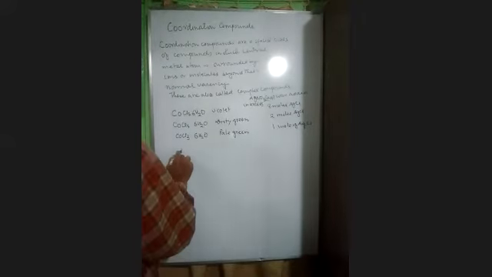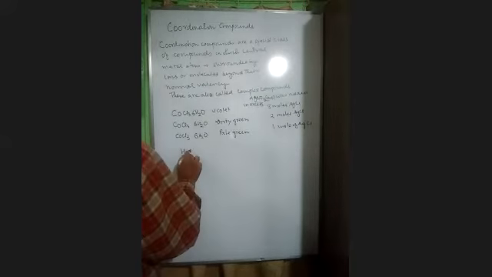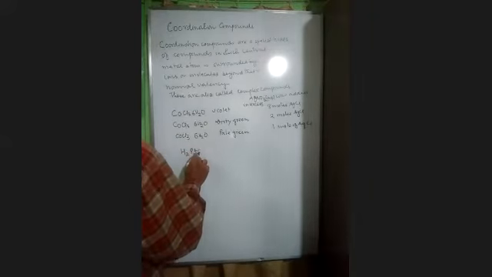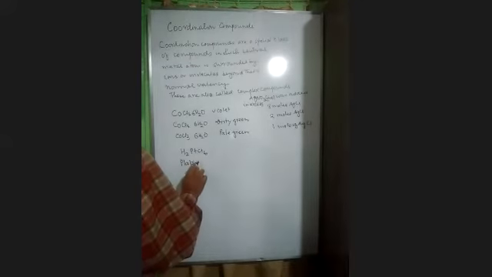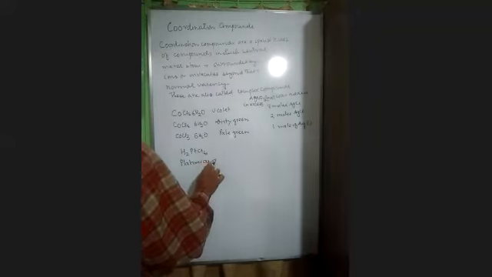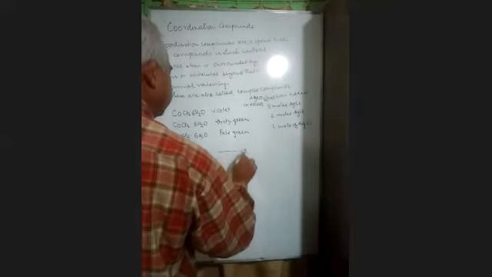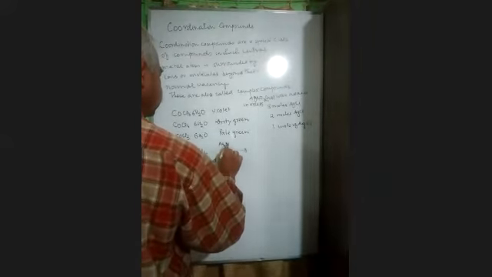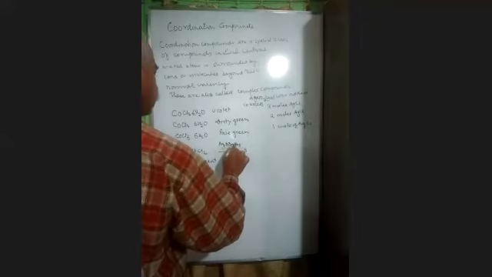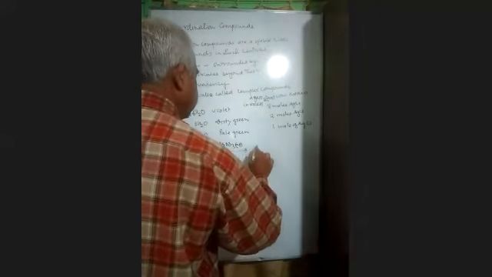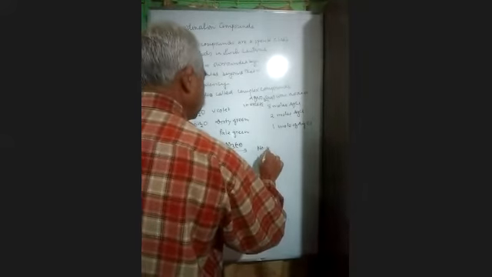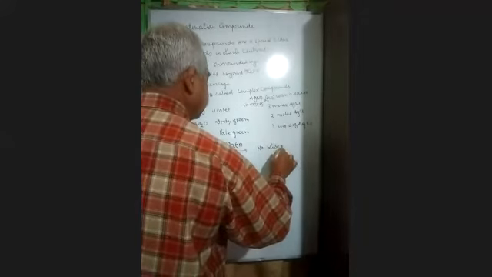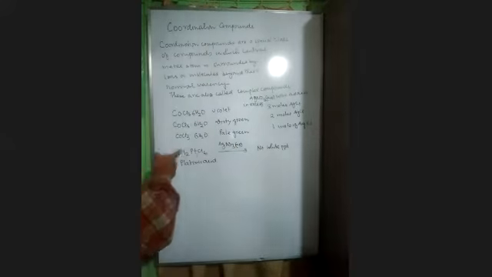And one more interesting thing they have found, when they have taken a compound H2PtCl6, we call it platinic acid. To that, when they have added silver nitrate solution, they could not find any white precipitate. No precipitate was there. But mind it, there are 6 chloride ions there.